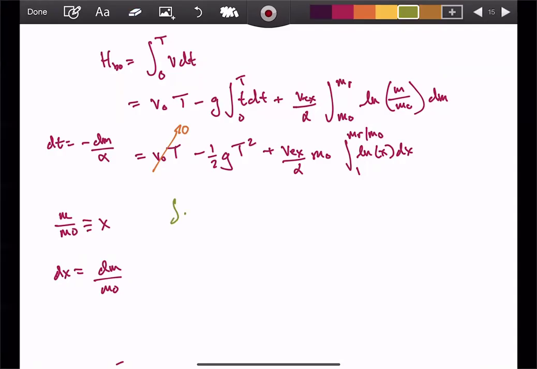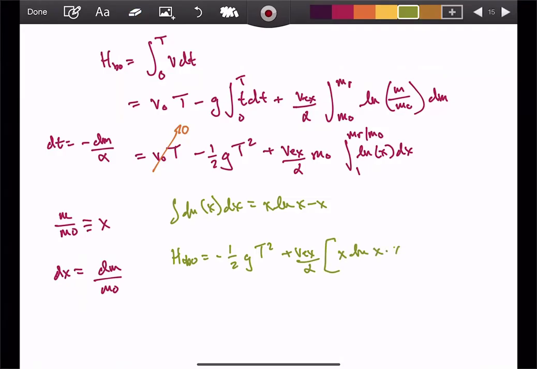And then notice that the integral of the natural log of x dx is the same thing as x natural log of x minus x. So good, let's plug that in. Finally, my height at burnout is going to be equal to minus 1/2 g t squared plus V expulsion over alpha times, from here, I'm going to get x natural log of x minus x, evaluated from 1 to m rocket over m0.